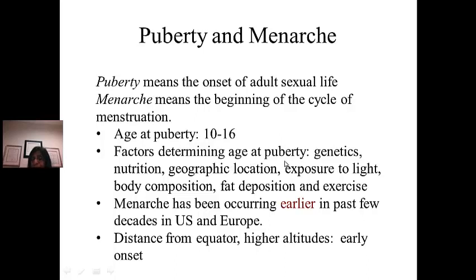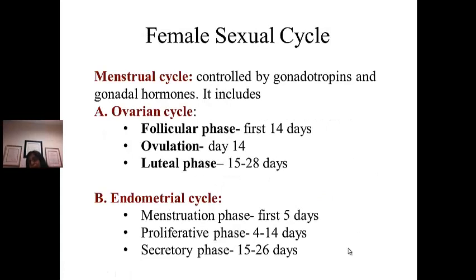Factors that affect puberty in a female could be many: genetics, nutrition, geographic location, exposure to light, body composition, fat deposition, exercise. All those matter. As I mentioned, menarche has been occurring earlier in the past few decades in the US and in Europe. Look at this. Distance from the equator and higher altitude are the ones that trigger early onset. Let's get back to the reproductive cycle, where we will look at the follicles and other details.